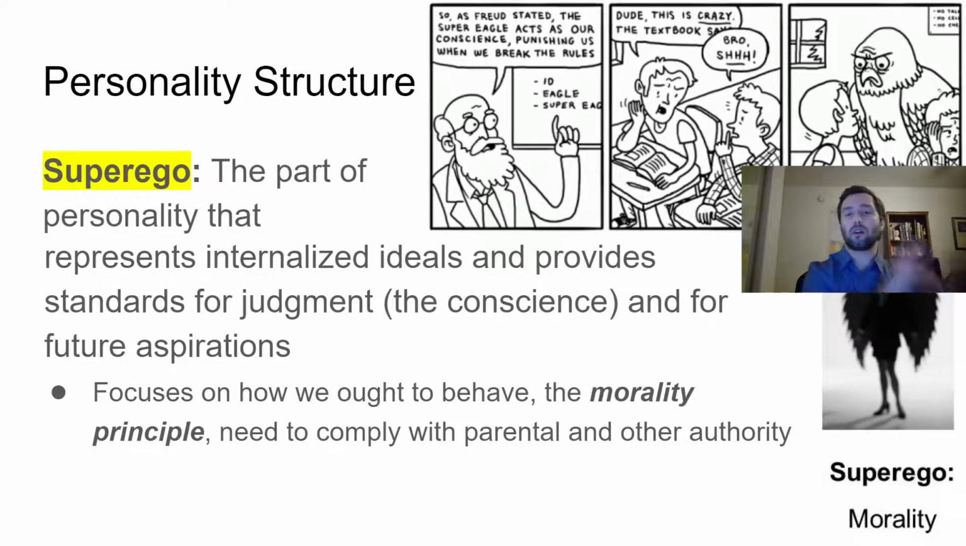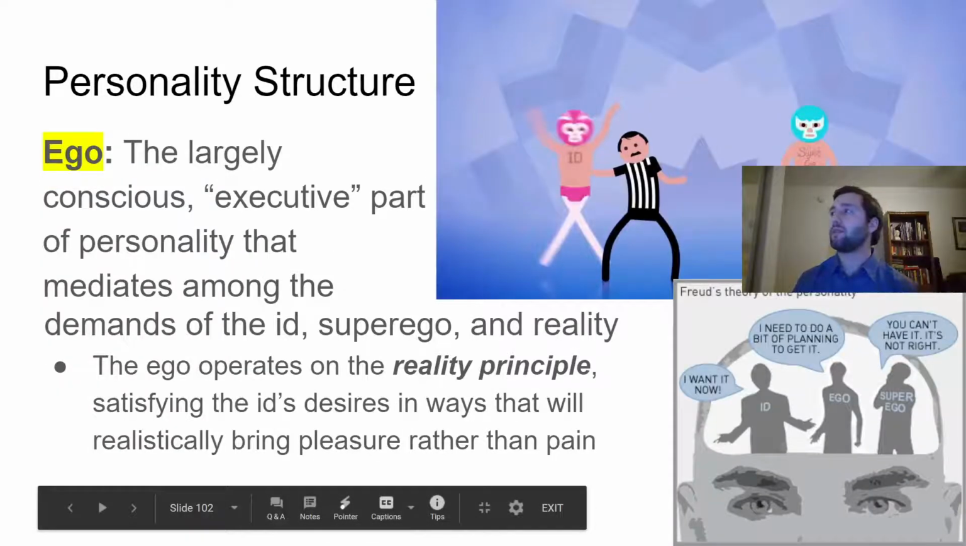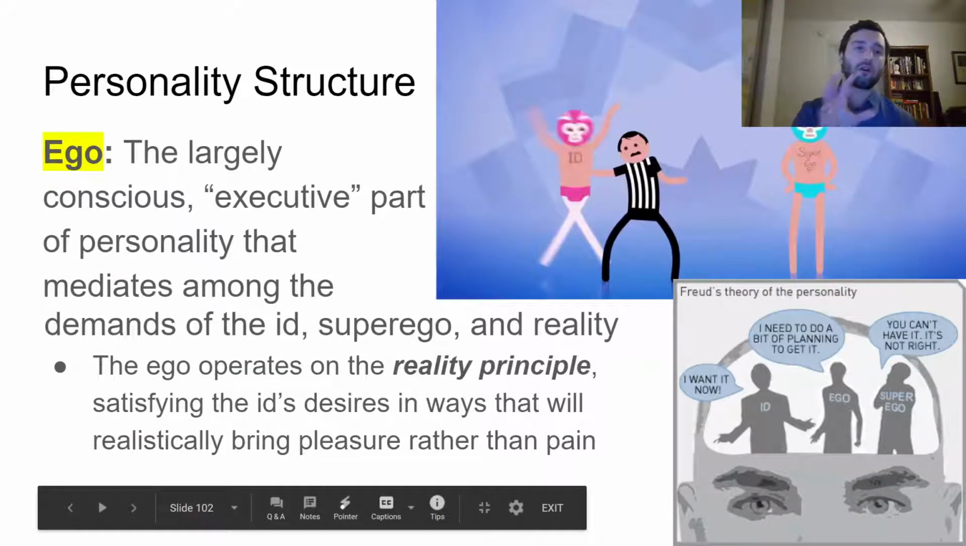We've got our id, which has these sexual and aggressive drives and this need to satisfy itself immediately. And then we have our superego on the other side, which is trying to comply with authority, trying to comply with society, trying to be moral, have a good conscience, right? All those things. These are two separate pieces. With that, we then get to our ego.